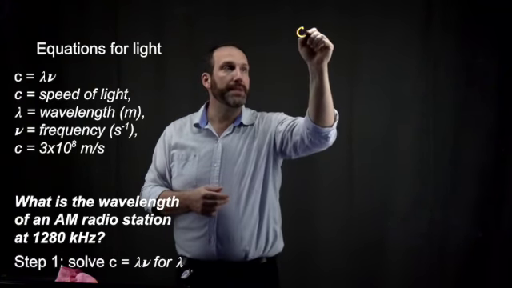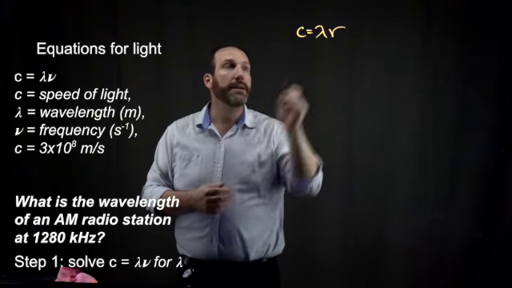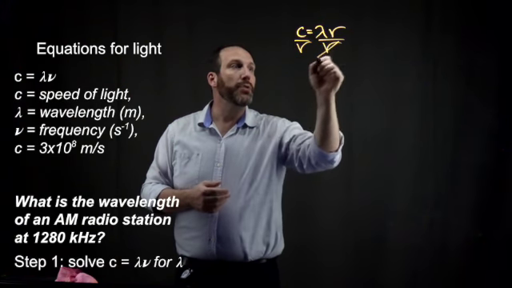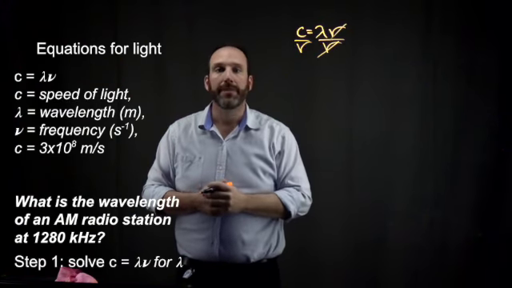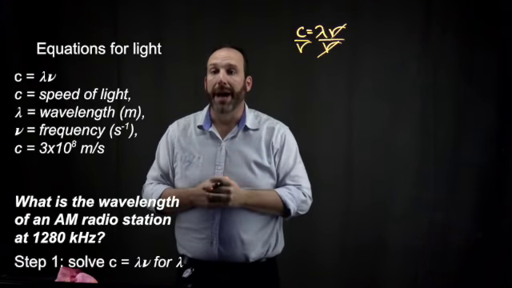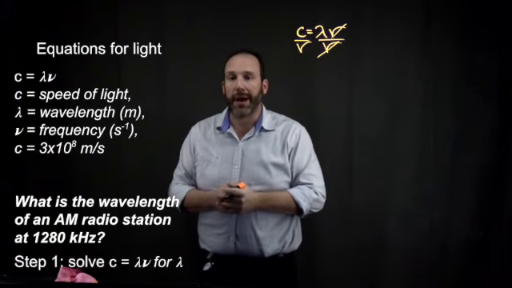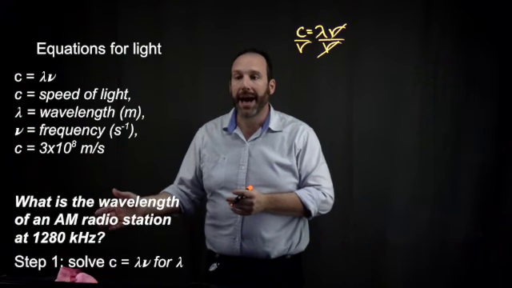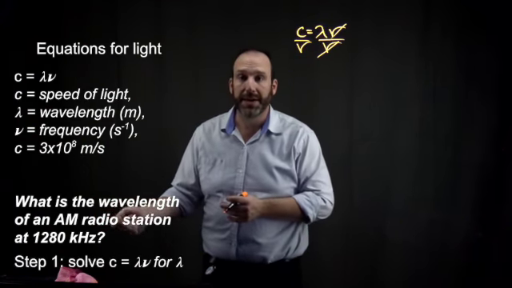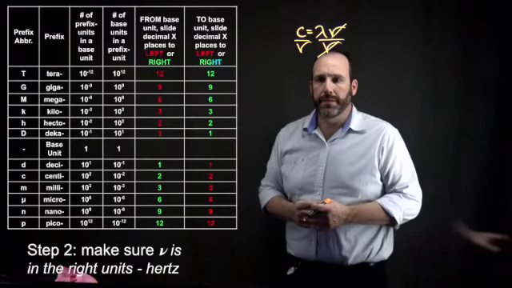So we know that c is equal to lambda nu. If we want to isolate lambda, then we can divide both sides of the equation by nu. Nu cancels on the top and bottom over here. And so lambda is equal to the speed of light divided by frequency, right? And so step 2 now in this equation is, can I convert frequency, which is currently in kilohertz, to hertz, right?